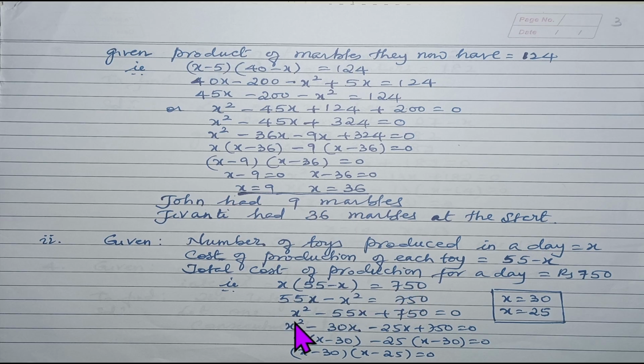So when you open it, we get a quadratic equation, x square minus 55x plus 750 equal to 0. After doing the factorization, we get two factors, x minus 30 and x minus 25 equal to 0. Therefore, x is equal to 30 or x is equal to 25. So the number of toys may be 30 or 25, and accordingly the cost will be different and the total cost remains the same. Remember that.